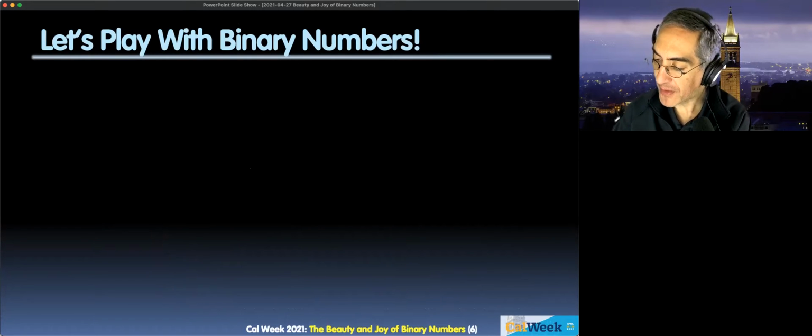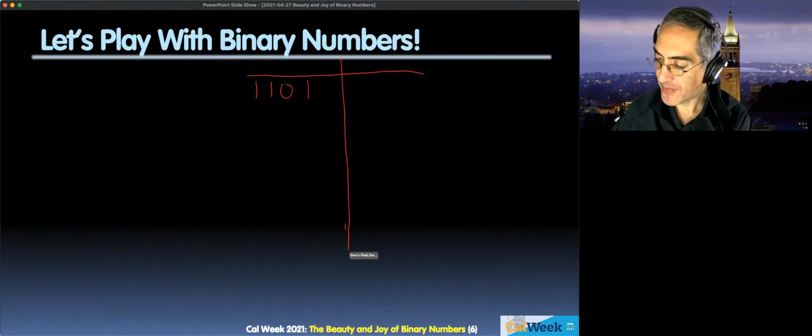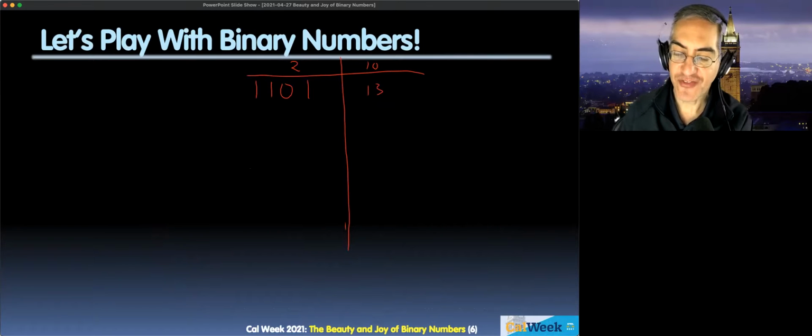Let's do 1101. Let's just play with that again. 1101, we know that's 13. So if you didn't know, make a little table here. This is base 2, this is base 10, and this is my 13. What happens if I take a binary number and shift it left by 1 spot?